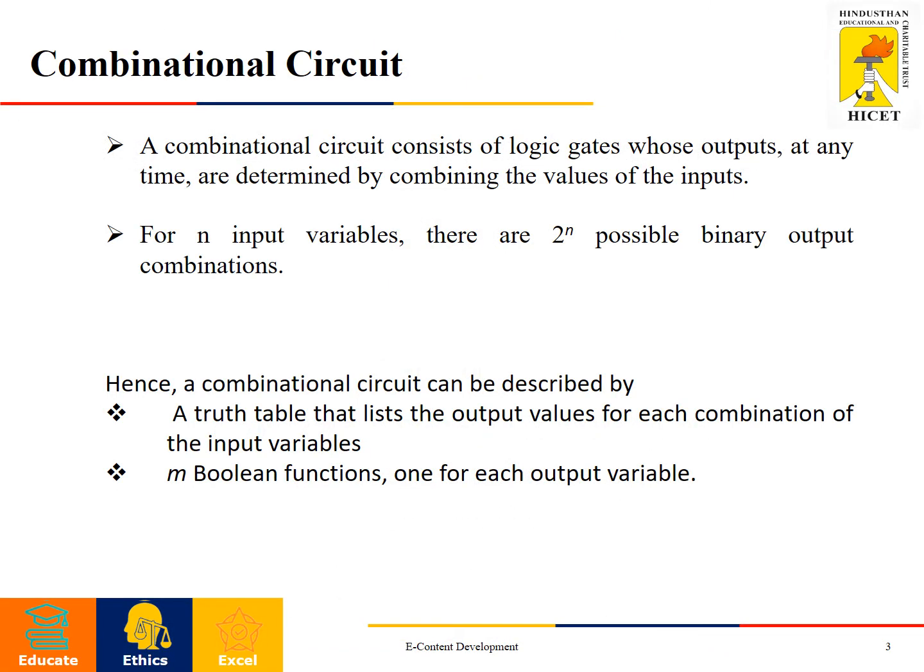About combinational circuits: a combinational circuit consists of logic gates whose output at any time is determined by combining the values of inputs. For n input variables, there will be 2 power n possible input combinations. Hence, a combinational circuit can be described by using a truth table that lists the output values for each combination of input variables, and it can also be described by m Boolean functions, one for each output variable.